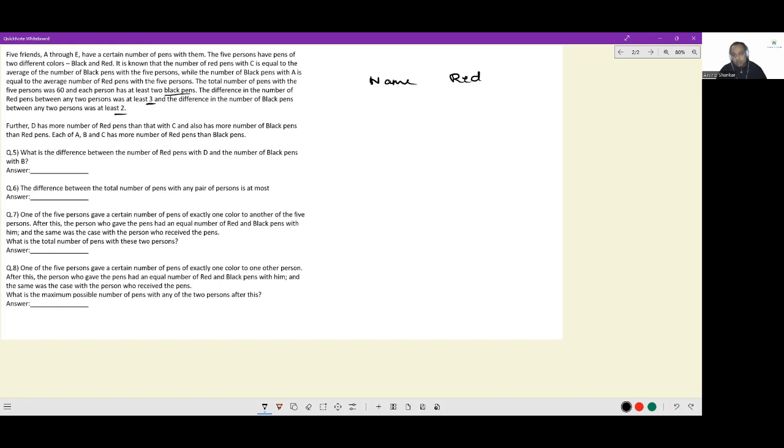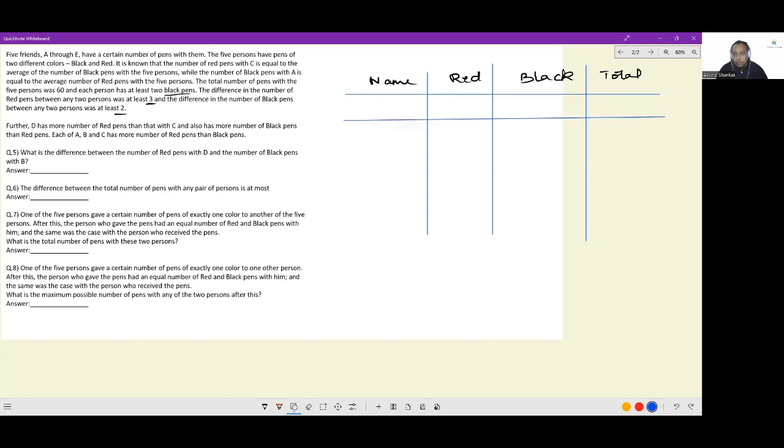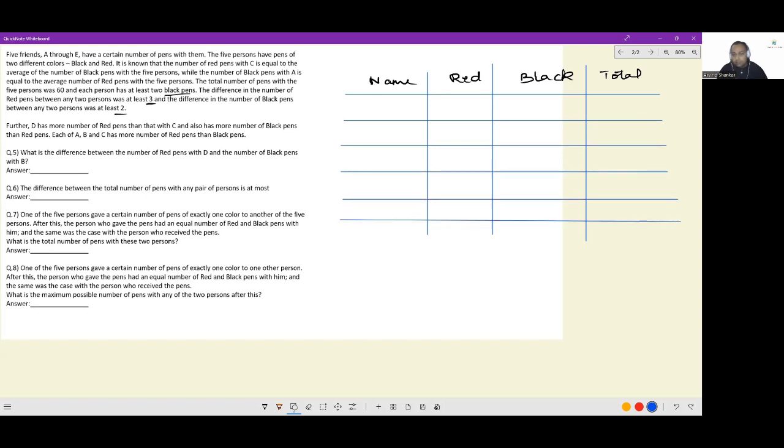They have red pens, they have black pens, they have their own total count of pens. One friend, second friend, third friend, fourth friend, fifth friend, and total. Okay, this is total. Now let's unpack every statement as it is here.